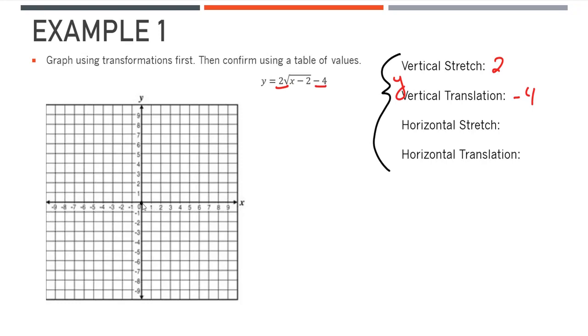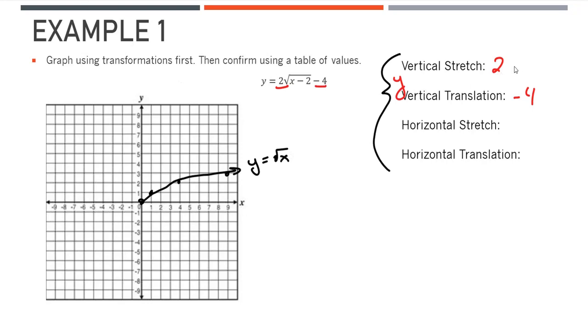So I'm actually going to redraw the parent function. So (1, 1), (4, 2), and (9, 3). So just quickly, you're going to have to memorize that. And we should actually label what this is. This is y equals square root of x.